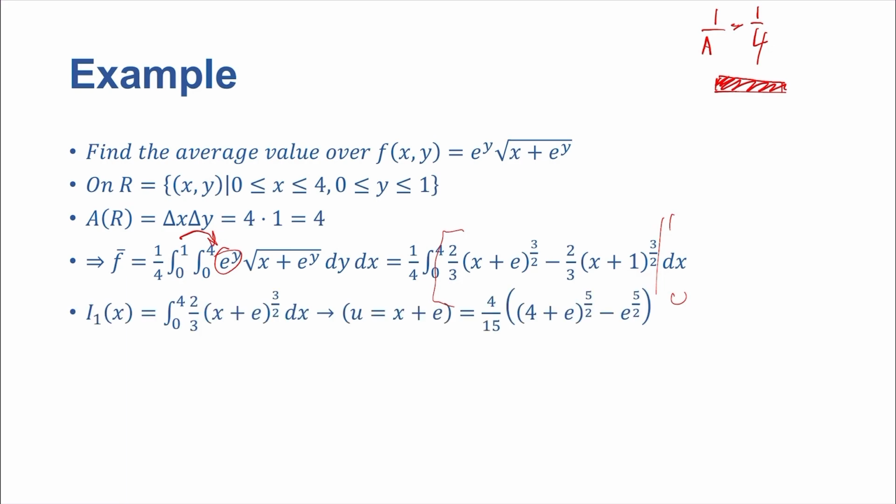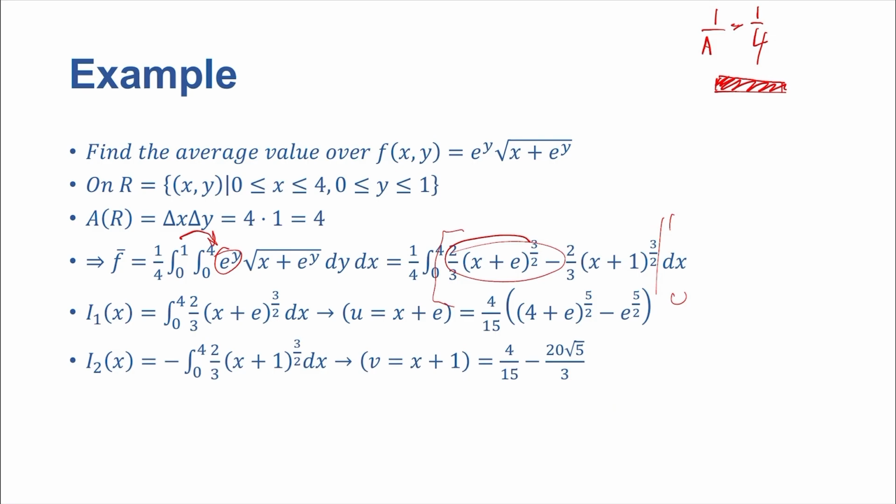So now we're going to break this integrand into two parts. The first is going to be I sub 1 of x. We're going to take this guy first. So we get the integral between 0 and 4, 2/3 x plus e to the 3/2 dx. Now we're going to set u equal to x plus e, and then we get 4/15 times 4 plus e quantity to the 5/2 minus e to the 5/2.